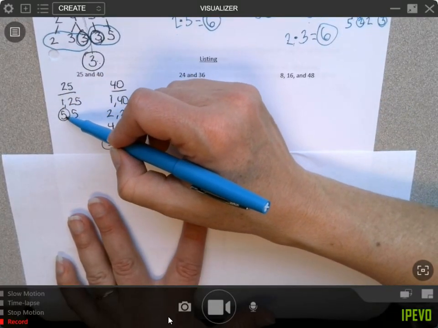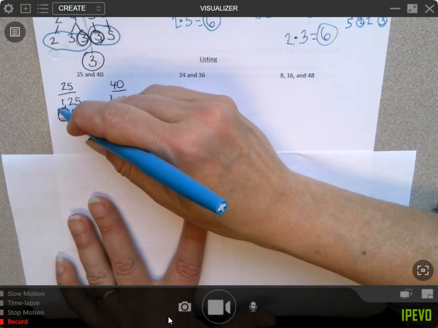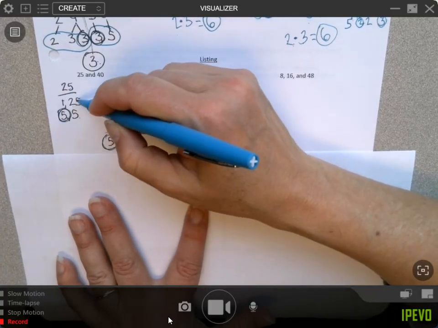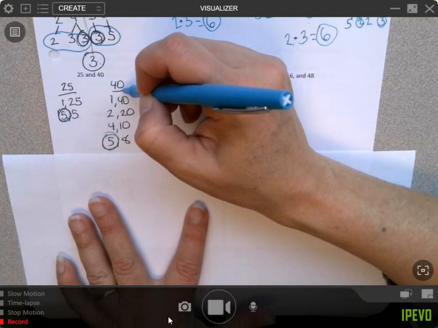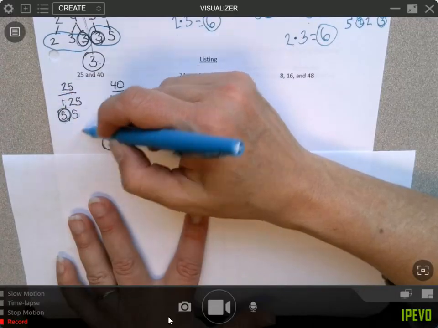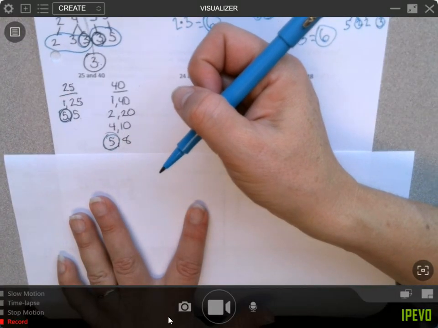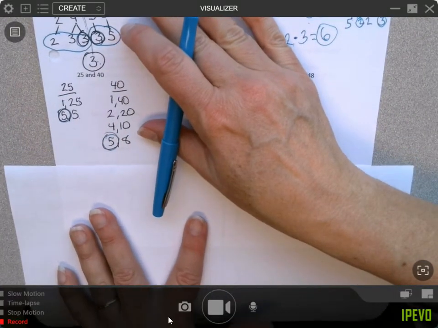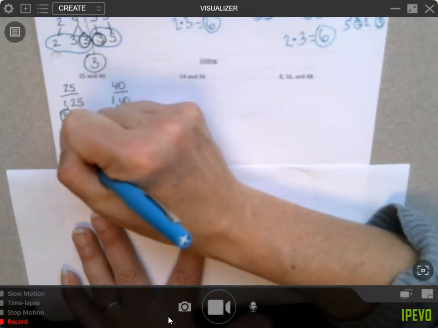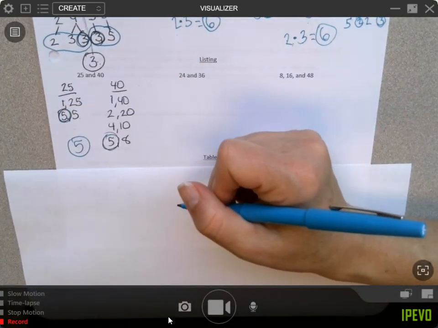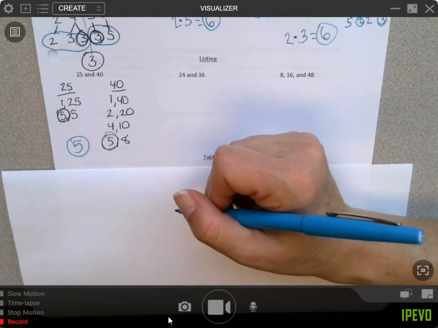Our next number up is the 5. They both shared a 5. My next number is a 25. 40 doesn't have a 25, and that's all the factors of 25. So my greatest common factor between 25 and 40 is going to be 5, because that's the biggest factor that they both share.